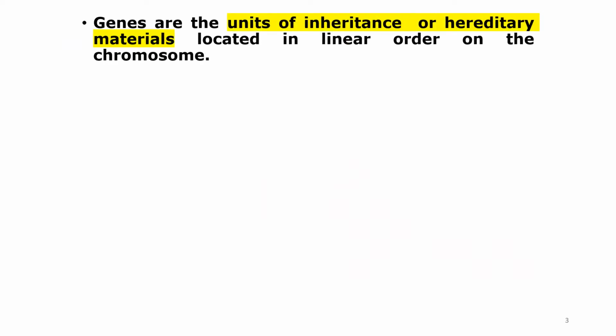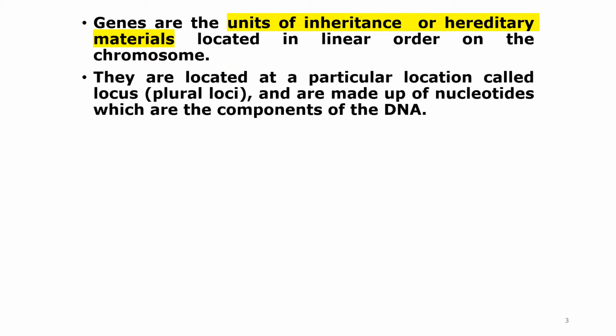As we know, genes are the unit of inheritance or the hereditary materials, located on the chromosomes, and are transmitted from parents on to their offspring. These genes are located at particular locations called the locus, in plural, the loci. And they are made up of nucleotides, which are components of the DNA.